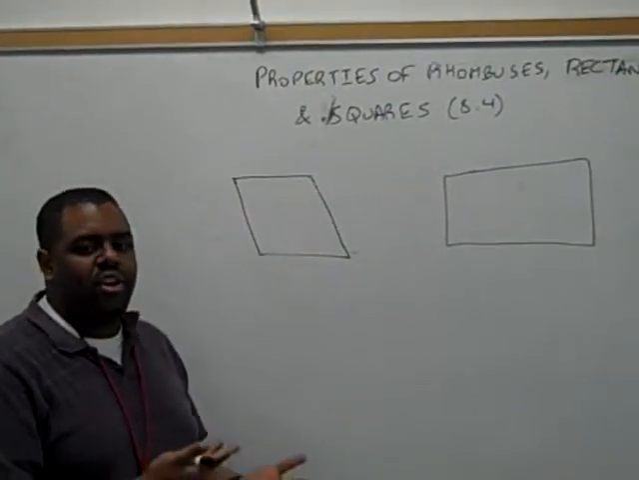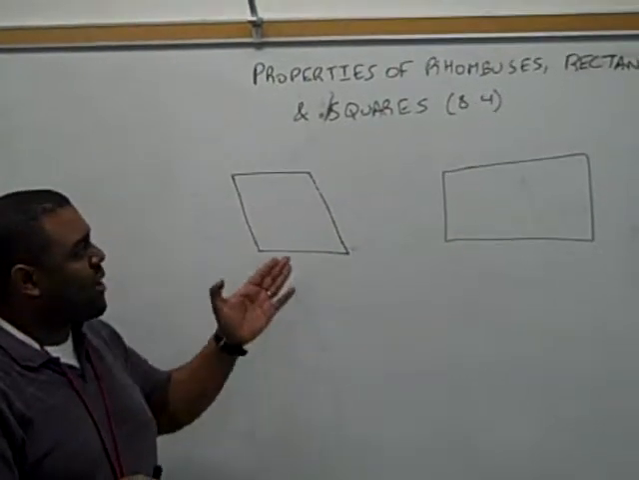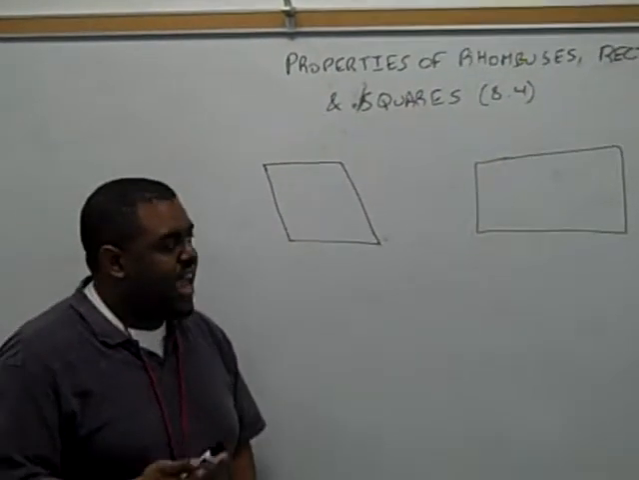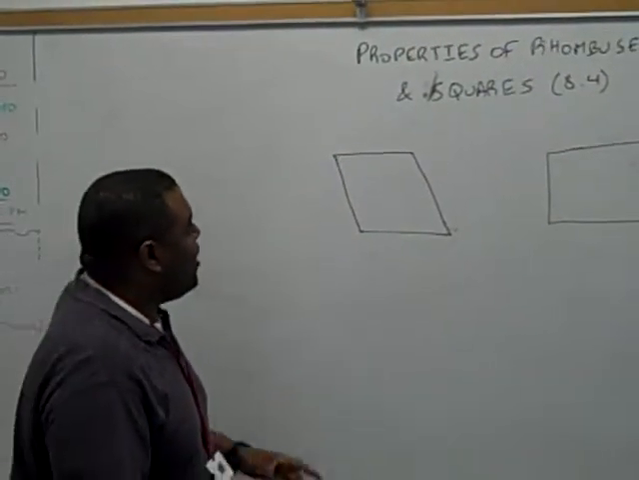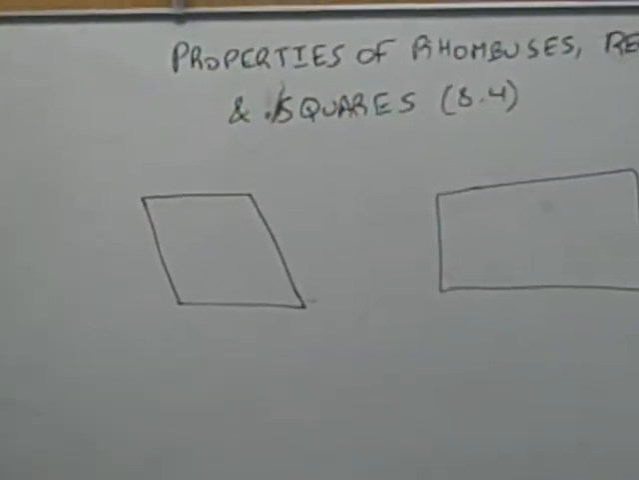Remember last week we learned about parallelograms and their properties. So these are just some special parallelograms that we're going to be dealing with. Now let me tell you what each of these are. We're going to use this figure right here as an example of a rhombus.